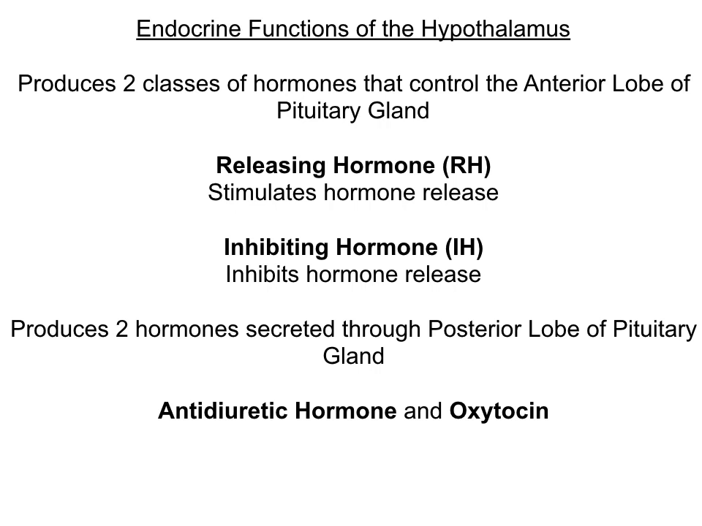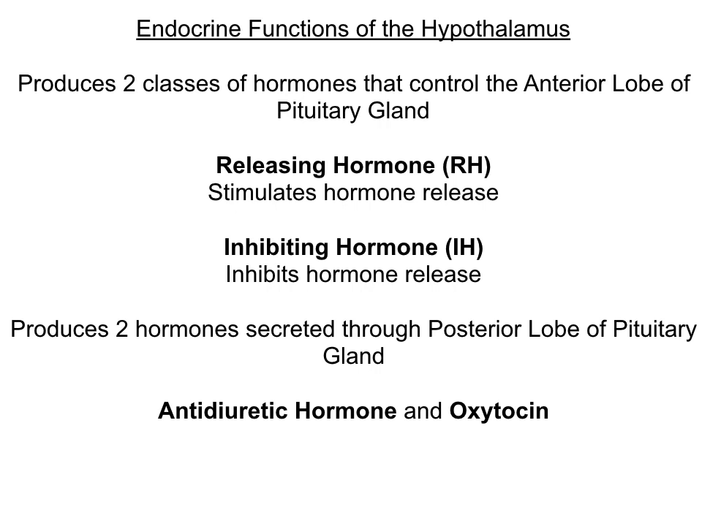Now, with regards to the endocrine functions of the hypothalamus, your hypothalamus produces two classes of hormones that have direct control over the anterior lobe of your pituitary gland. The first class are referred to collectively as releasing hormones. Releasing hormone is abbreviated RH.